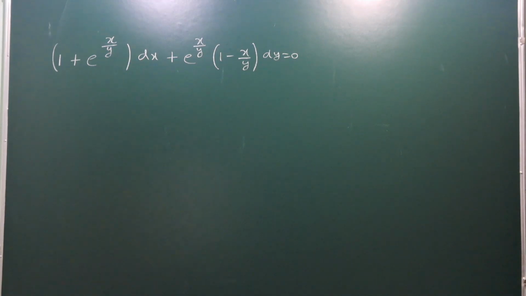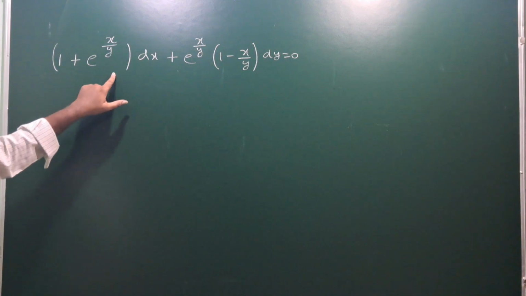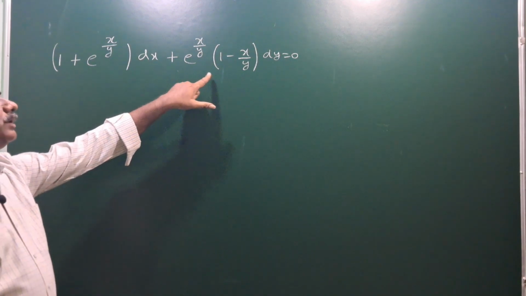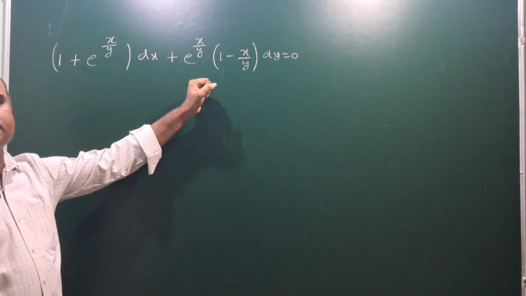Okay, next problem in exact equations. The problem is (1 + e^(x/y)) dx + e^(x/y)(1 - x/y) dy = 0. We have to find the general solution of this function.